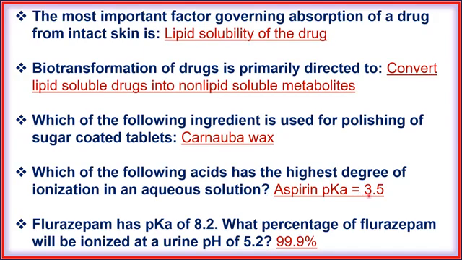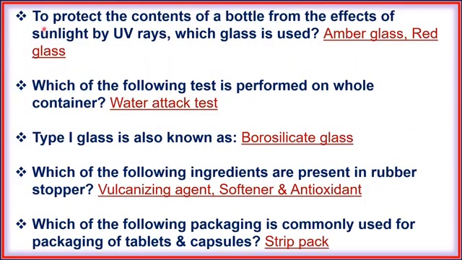Next, which of the following acids has the highest degree of ionization in an aqueous solution? Aspirin, pKa 3.5. Next, flurazepam has pKa of 8.2. What percentage of flurazepam will be ionized at a urine pH 5.2? 99.9%. Next, to protect the content of a bottle from the effect of sunlight by UV rays, which glass is used? Amber glass, red glass.